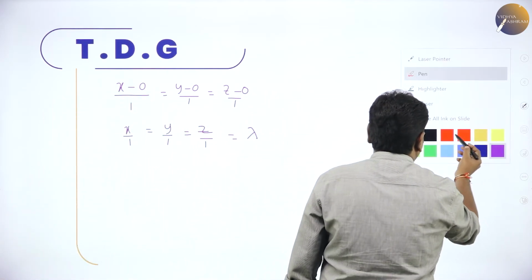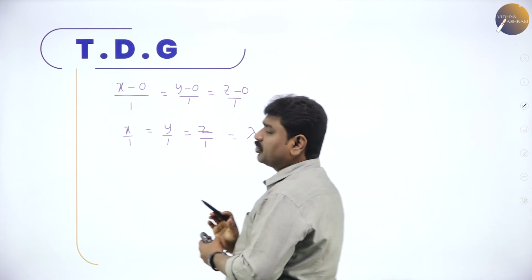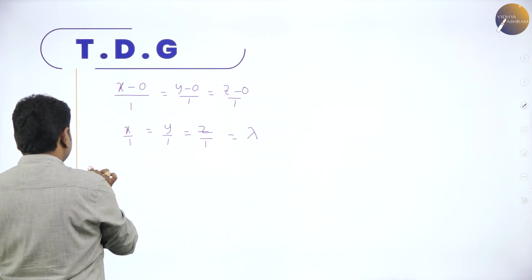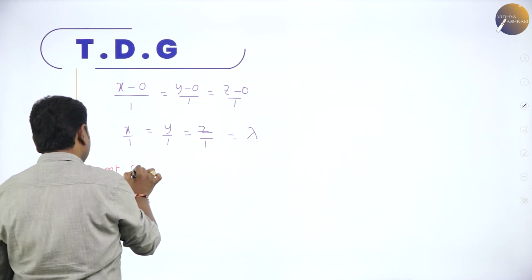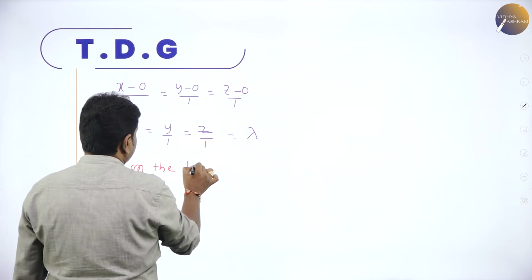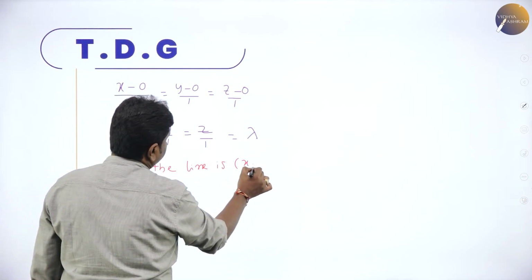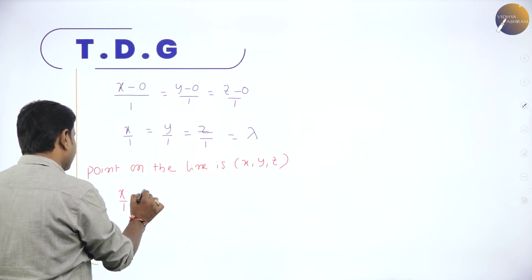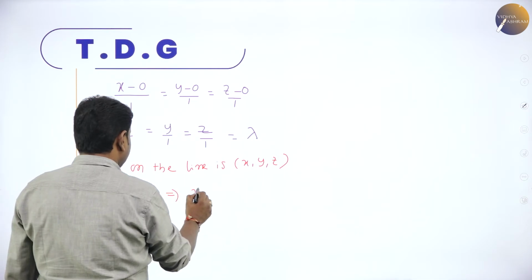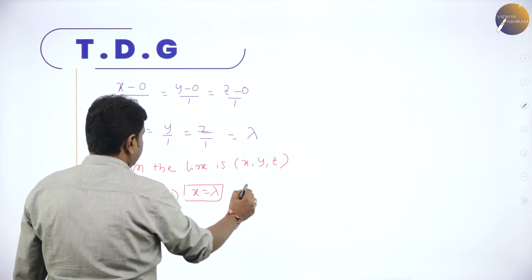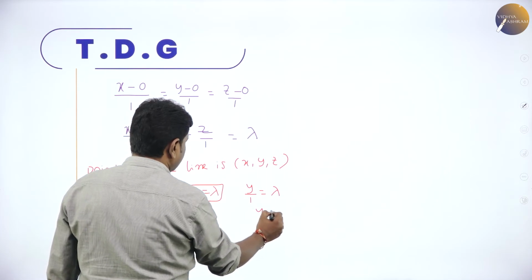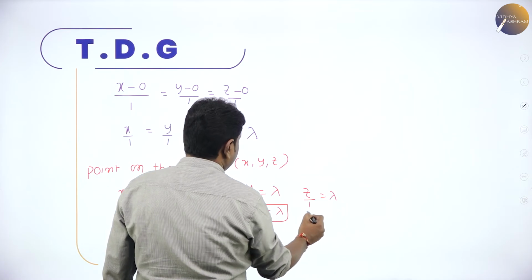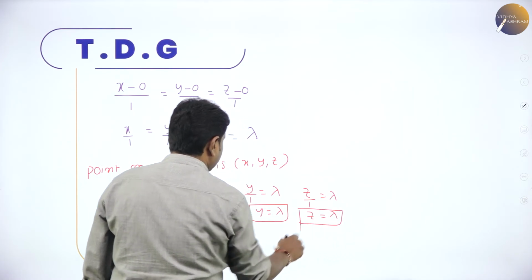Now our task is to find the point. Point means what? A point on the line. The point on the line is what? X, y, z. So now I'll get that x, y, z. Equate x by 1 equal to lambda, that implies x is lambda. Similarly, y by 1 equal to lambda, y is lambda. And z by 1 equal to lambda, z is lambda. It's easier. X, y, z all are lambda.